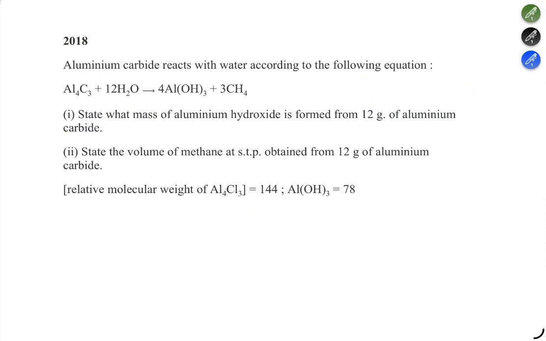Now let's solve the 2018 question. Again, this is a reaction based question. You can see a reaction is given where aluminum chloride reacts with water to form aluminum hydroxide and methane is evolved. So the first question they are asking is what mass of aluminum hydroxide is formed from 12 gram of aluminum carbide.